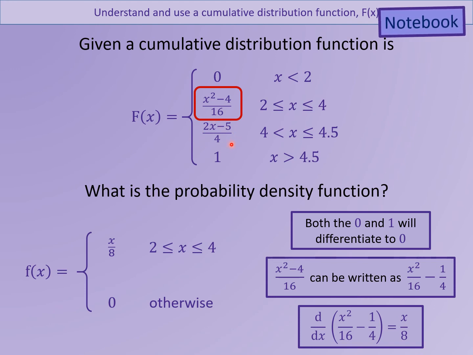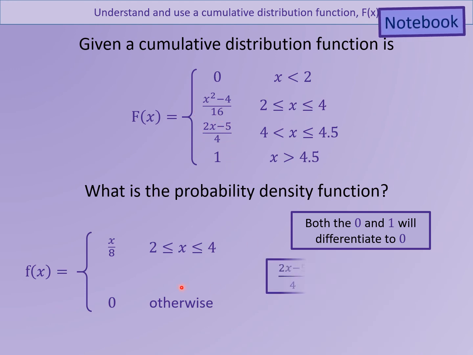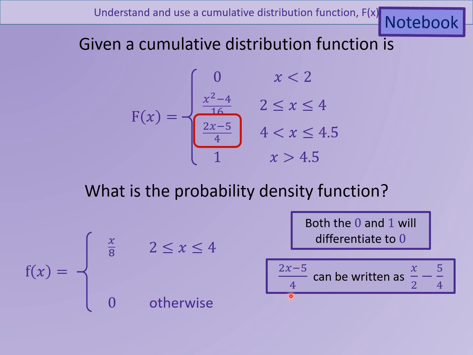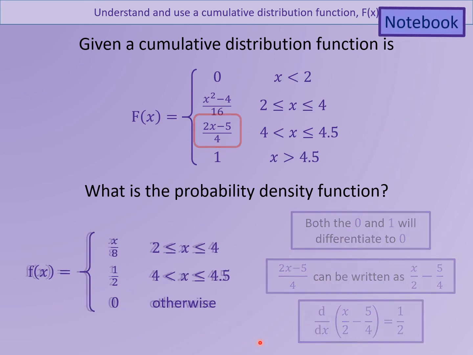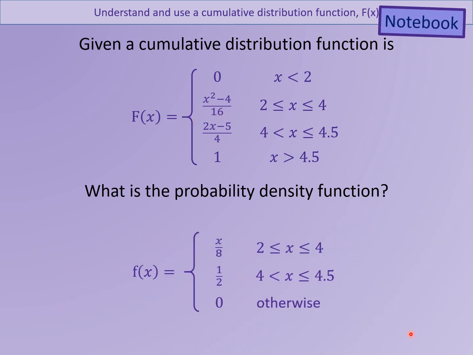Same as what I did with this. Might have spotted that one a bit easier. So if I've got 2x minus 5 over 4, I can write that as 2x over 4, which is x over 2, minus 5 over 4. Again, if I differentiate that, the x over 2 is just going to go to a half, and the minus 5 over 4 is going to cancel out. So there we go. I've got my PDF calculated from that CDF. Okay. So you now know how to go from a PDF, probability density function, to a cumulative distribution function. You know how to get from one to the other and potentially back again.